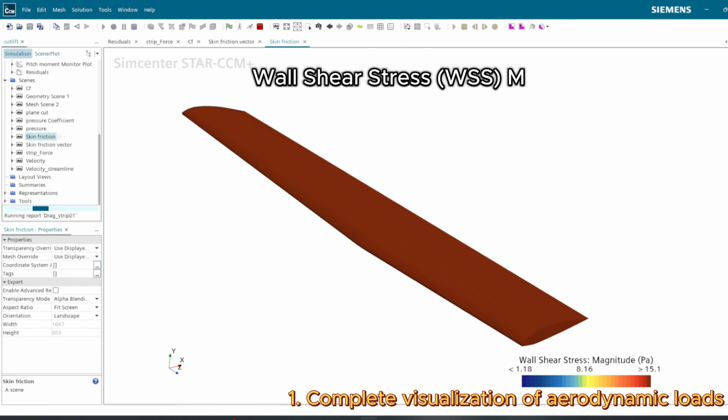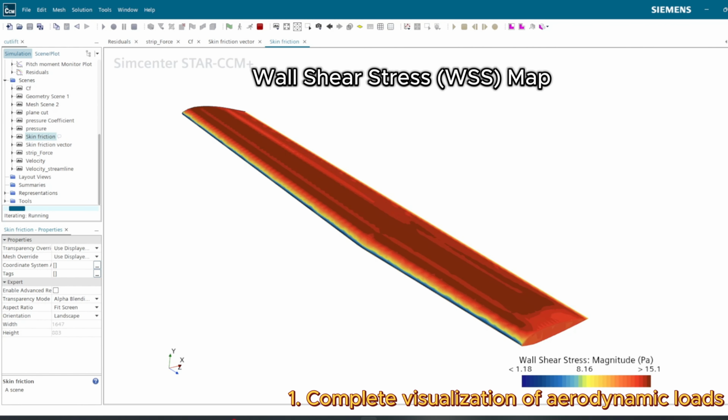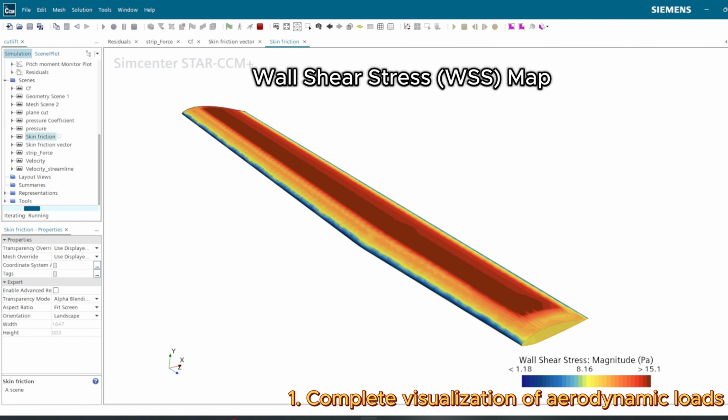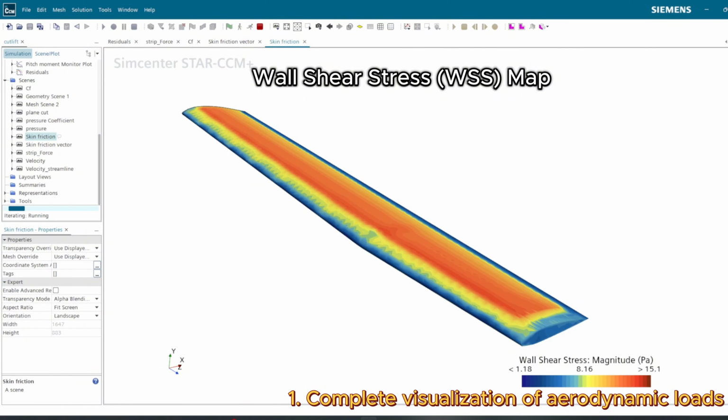Aside from pressure, the friction forces generated by the viscous flow are also significant. Here, I've switched to the contour plot of wall shear stress. This shows the distribution of shear forces across the entire wing surface.